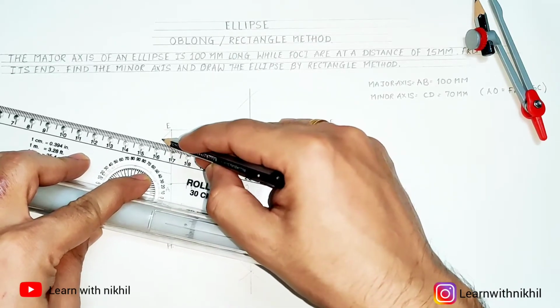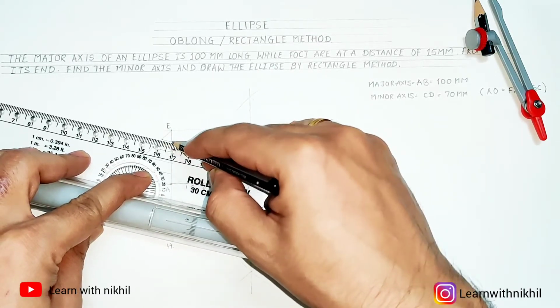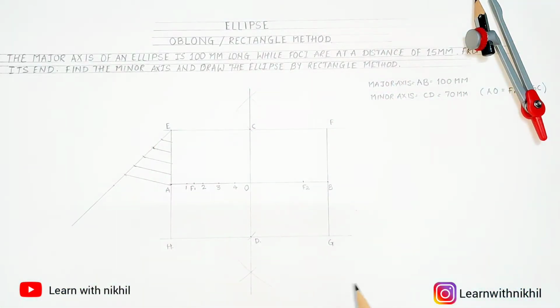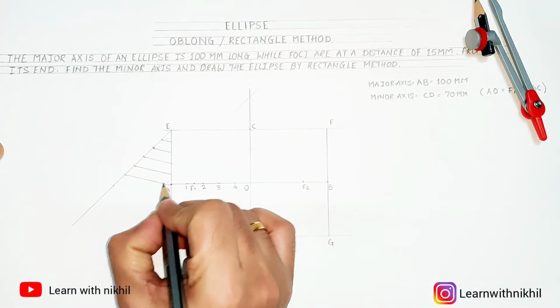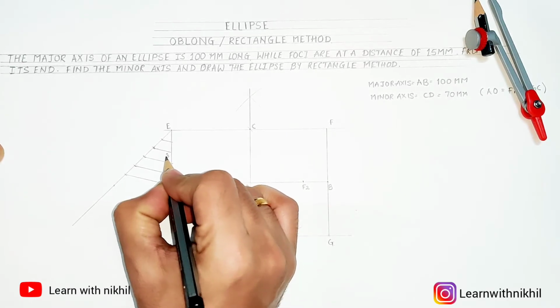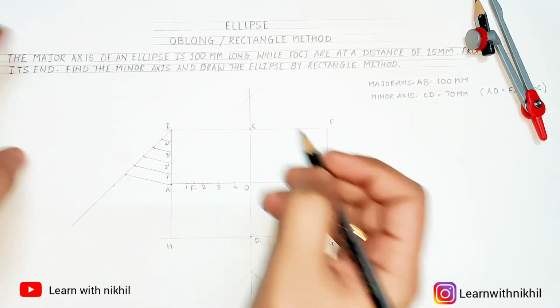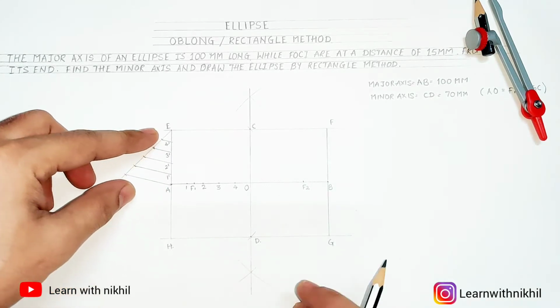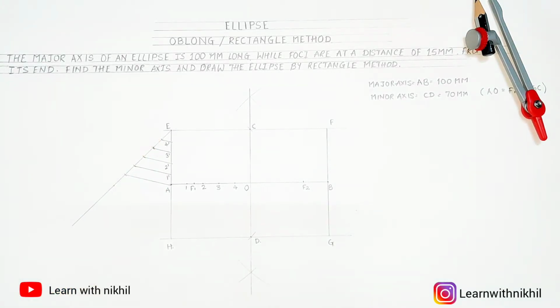So through this method we have divided the line AE into 5 equal parts. So AO and AE both are divided into 5 equal parts. I'll mark these points as 1 dash, 2 dash, 3 dash, 4 dash. So this is divided into 5 and AO is also divided into 5. You can divide AO into 4, then you have to divide AE also into 4. You can divide AO into 3, then you will divide AE also into 3 equal parts.